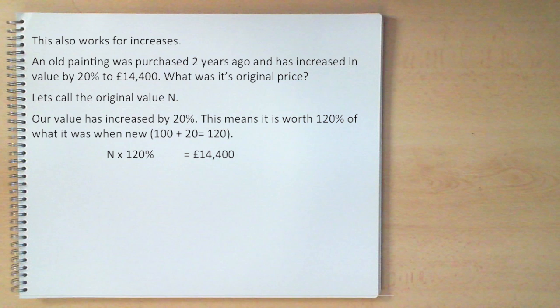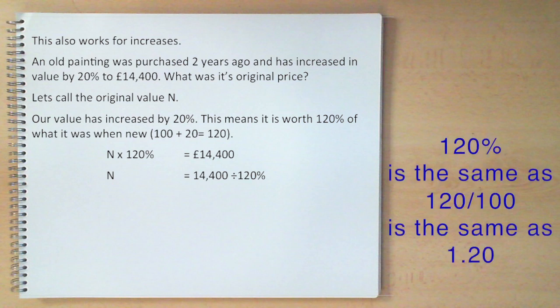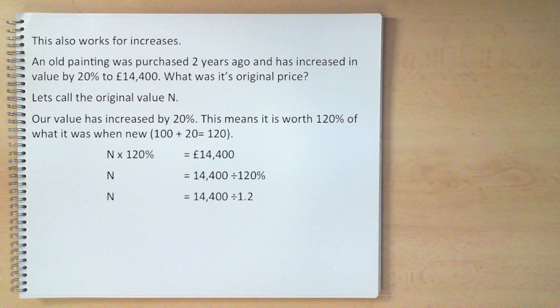Let's do a simple rearrangement of that now to get n on its own. So we're just going to take the 120% across to the other side. Multiplication becomes a division. And of course, 120% is the same as 1.20. We just divide by 100. So now our new equation is going to be n is equal to 14,400 divided by 1.2. And that gives us an answer of n is equal to £12,000.